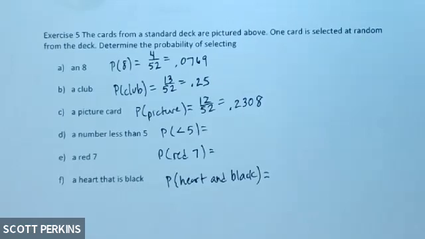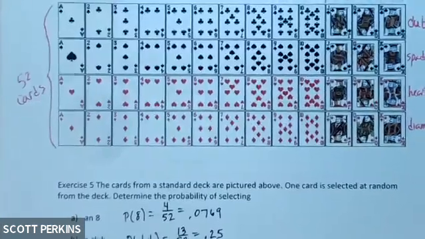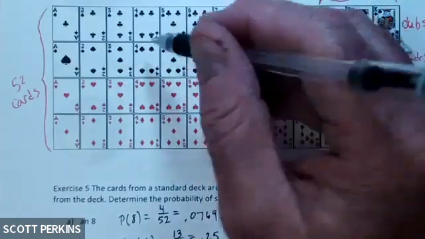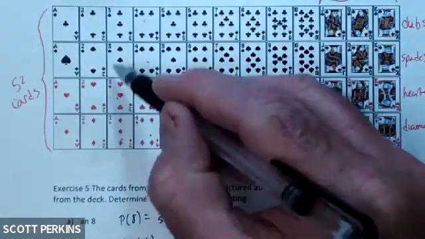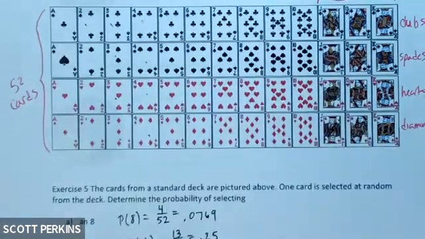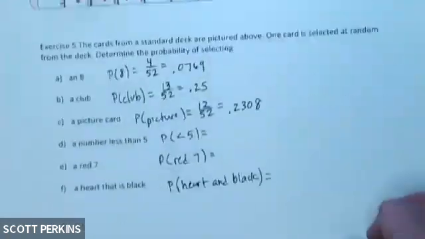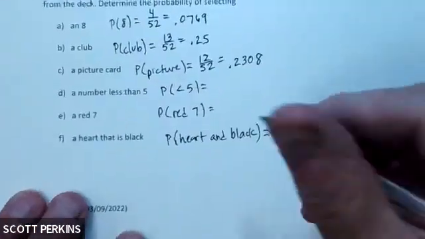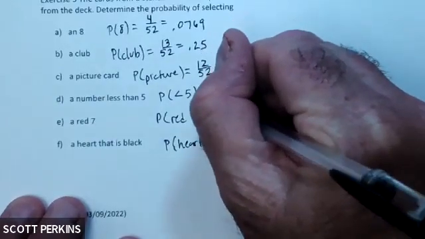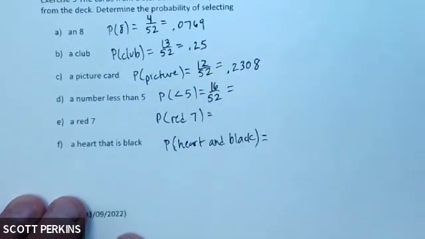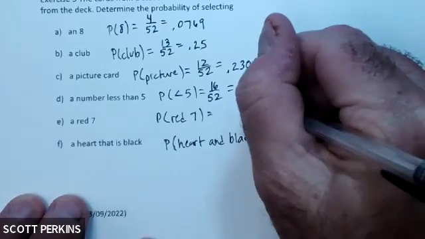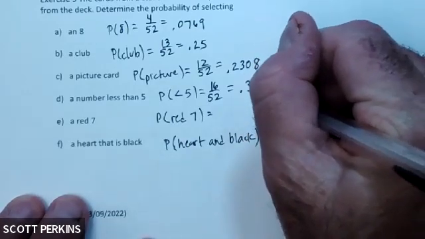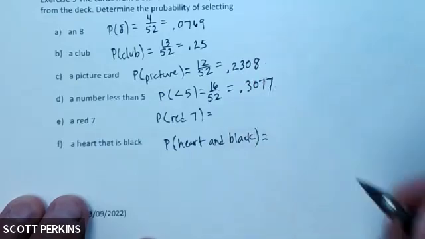How many cards less than 5 are there in the deck? 16. Yes, remember, less than means we're not counting the 5s. So it's these 16 right here on the end. Remember, ace is 1, so it counts as less than 5. So that is 16 out of 52. 4 goes into both of those if you want to reduce the fraction. I'm just going to go ahead and divide, and I got 0.3077 is my decimal.